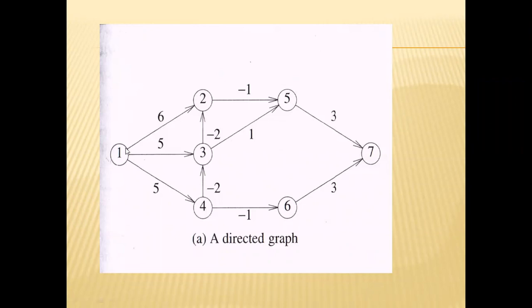Next, by using two edges, there are two paths available from 1 to 5. That is 6 minus 5, 5 plus 1, 6. But the shortest path is 6 minus 5, 6 minus 1, 5. Next, there is a shortest path from 1 to 5 by using three edges. Three edges means 1 to 3, 3 to 2, 2 to 5.